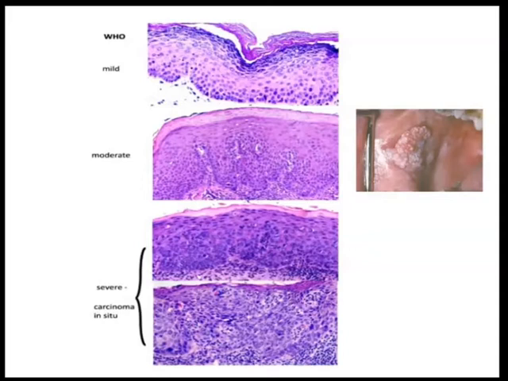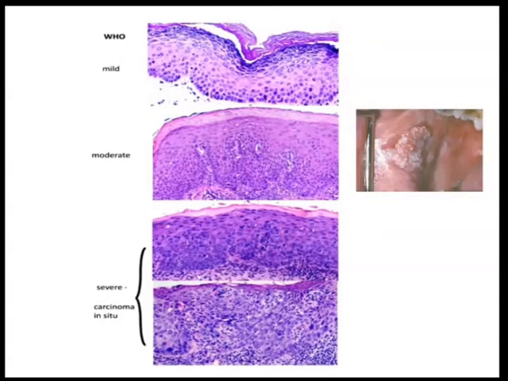The three classifications or the three types which I told you are mild, moderate and severe. If you see the dysplastic features limited up to the lower 1/3 of the epithelium, you categorize it as a mild dysplasia.